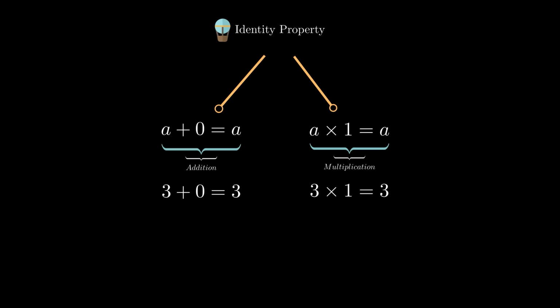Identity element is a number that when added or multiplied to another number, the result is the other number. Similarly, when I multiply 3 by 1, what I get is 3 again, because 1 is the identity element for multiplication, and this is going to be true for any number you take.